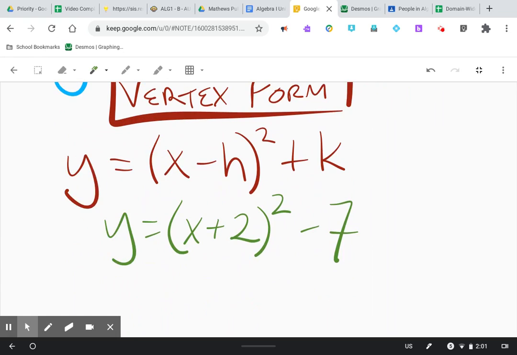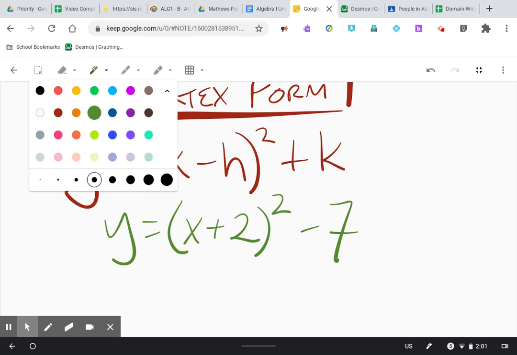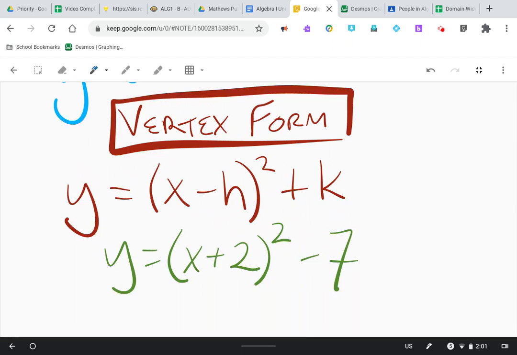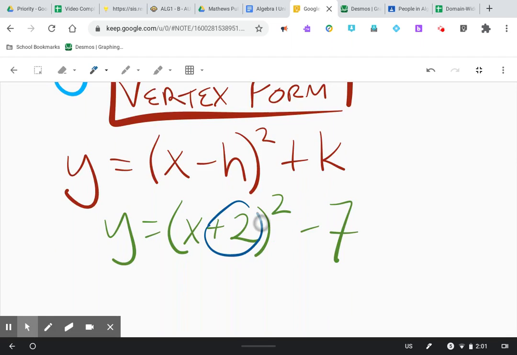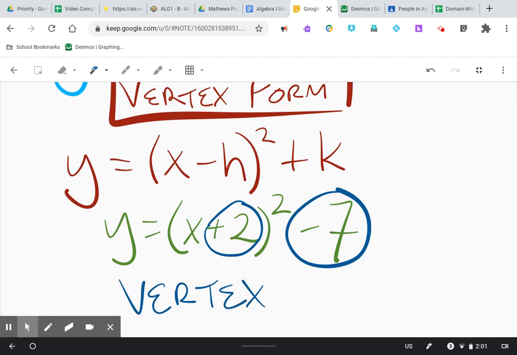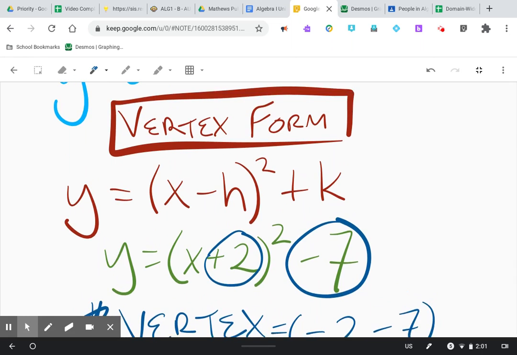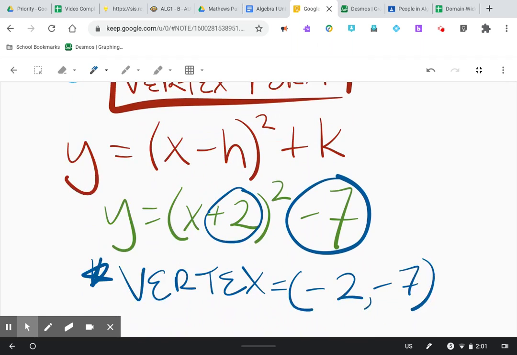where this value here and here tell us about the vertex of the function. In fact, they tell us that the vertex is located at the point (-2, -7). Which is the usefulness of the vertex form: it allows us to easily see where the vertex of a function is.